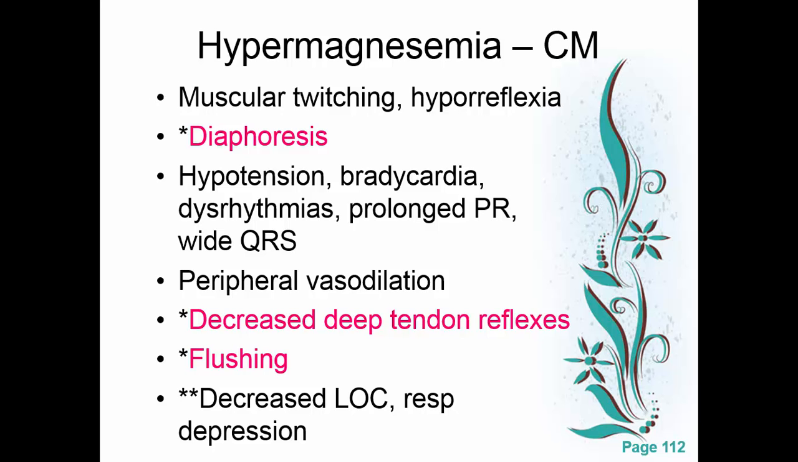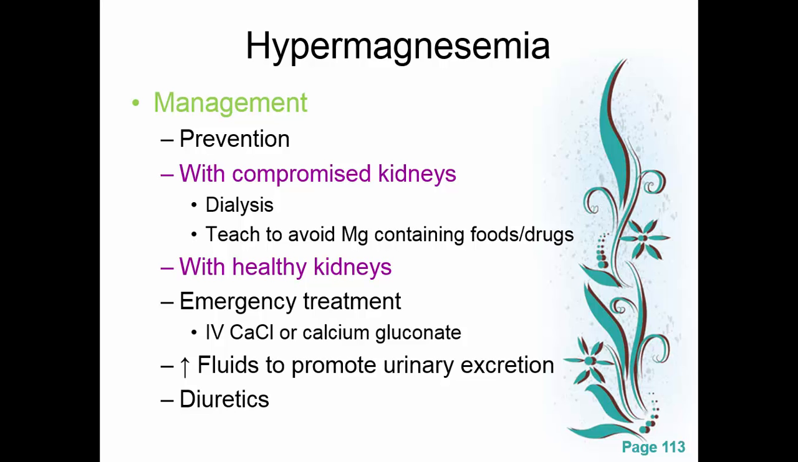Manifestations: muscle twitching, hyperreflexia, diaphoresis, hypotension, bradycardia, dysrhythmias, a prolonged PR or widened QRS, peripheral vasodilation, decreased deep tendon reflexes, flushing, decreased level of consciousness, and respiratory depression. Management, prevention is going to be the most important thing. For people with compromised kidneys, dialysis is done to get rid of the high magnesium levels.